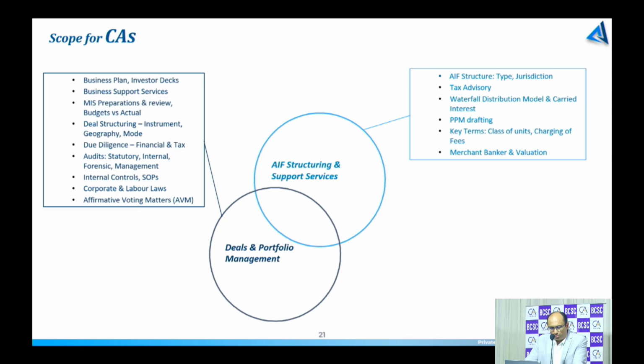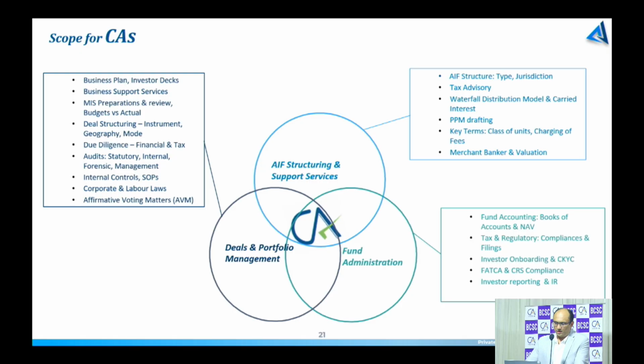Internal controls and SOPs are all related to portfolio companies management that we can of course look at. And the last part is fund administration that we spoke of: your fund accounting, maintaining your books of accounts for the fund, computation of your NAVs, your tax and regulatory filings. FATCA and CRS is something that we should look at. And IR is a huge function there. So something to ponder upon.